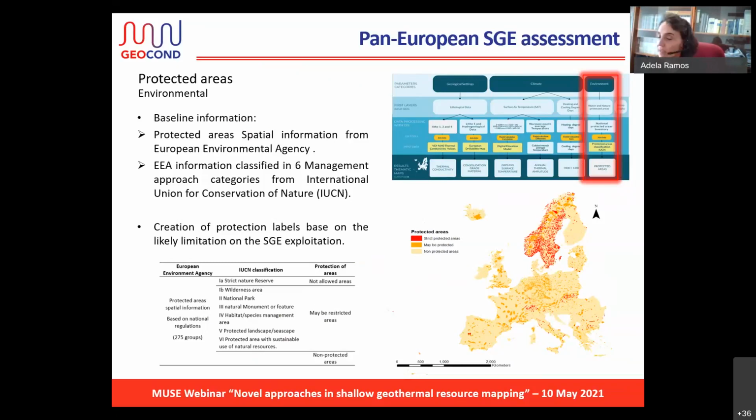So step 2 involves the collection of the data from the International Union for Conservation of Nature, which contains the same data as the European agency, but this time it provides a new classification according to the management approaches of these protected areas. So at the end, this classification summarized the 275 groups provided by the European agency into 6 management categories.